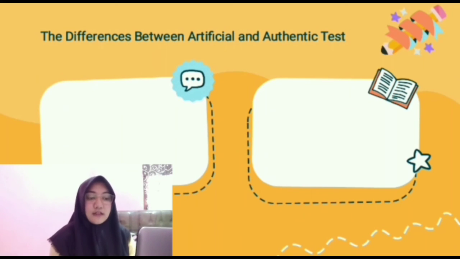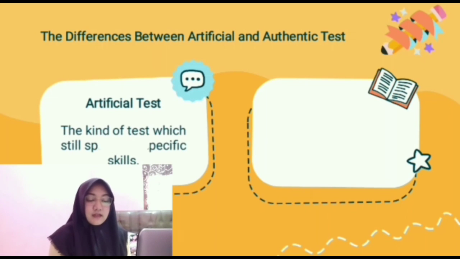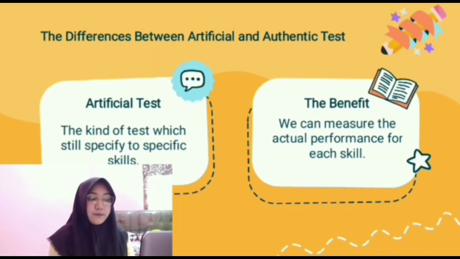Okay, let's talk about the artificial test first. Okay, an artificial test is the kind of test which is specific to specific skills. For example, reading test only, speaking test only, listening test only, and writing test only. And it seems not natural, but there is a benefit of artificial tests. That is, we can measure the actual performance for each skill.